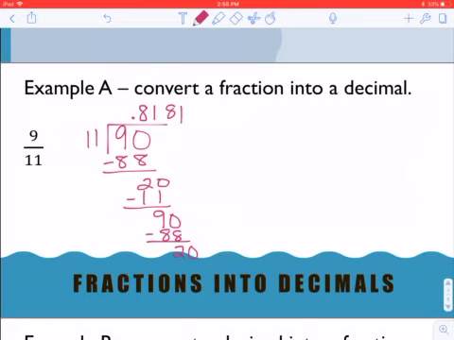I am stuck in a loop. The loop is going to go 0.81818181 forever. So instead of writing it forever, we can use the bar notation. So I can do 0.81, the bar over the top, because the 8 and the 1 both repeat.